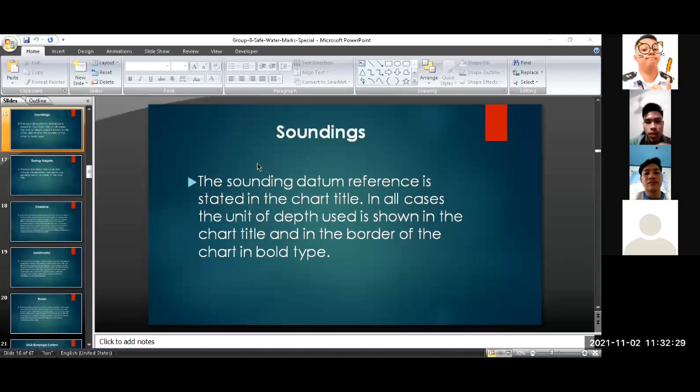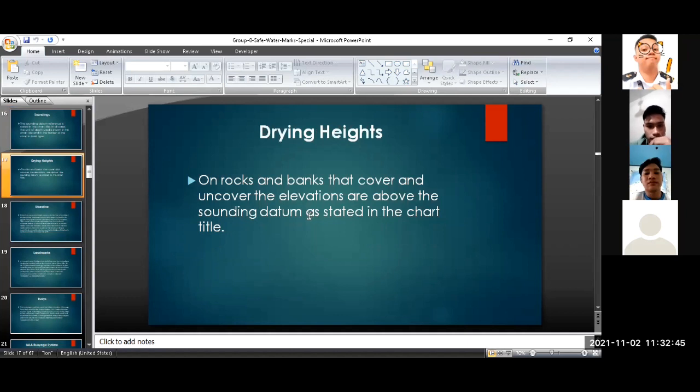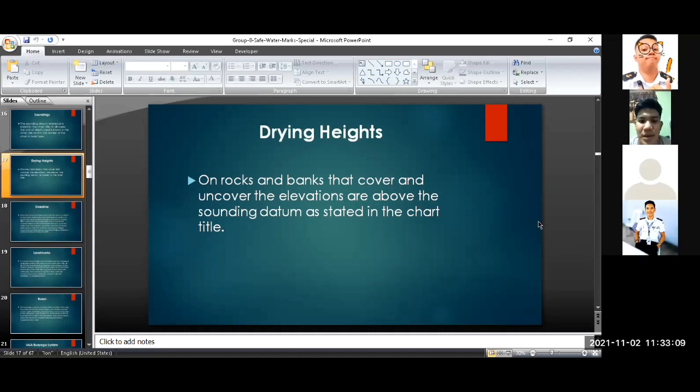So, soundings. The sounding datum reference is stated in the chart title. In all cases, the unit of depth is shown in the chart title and in the border of the chart in bold type. So, next slide. The next topic will be discussed by the next reporter. Drying heights. On rocks and banks that cover and uncover, elevations are above the sounding datum as stated in the chart's title. Next slide, please.